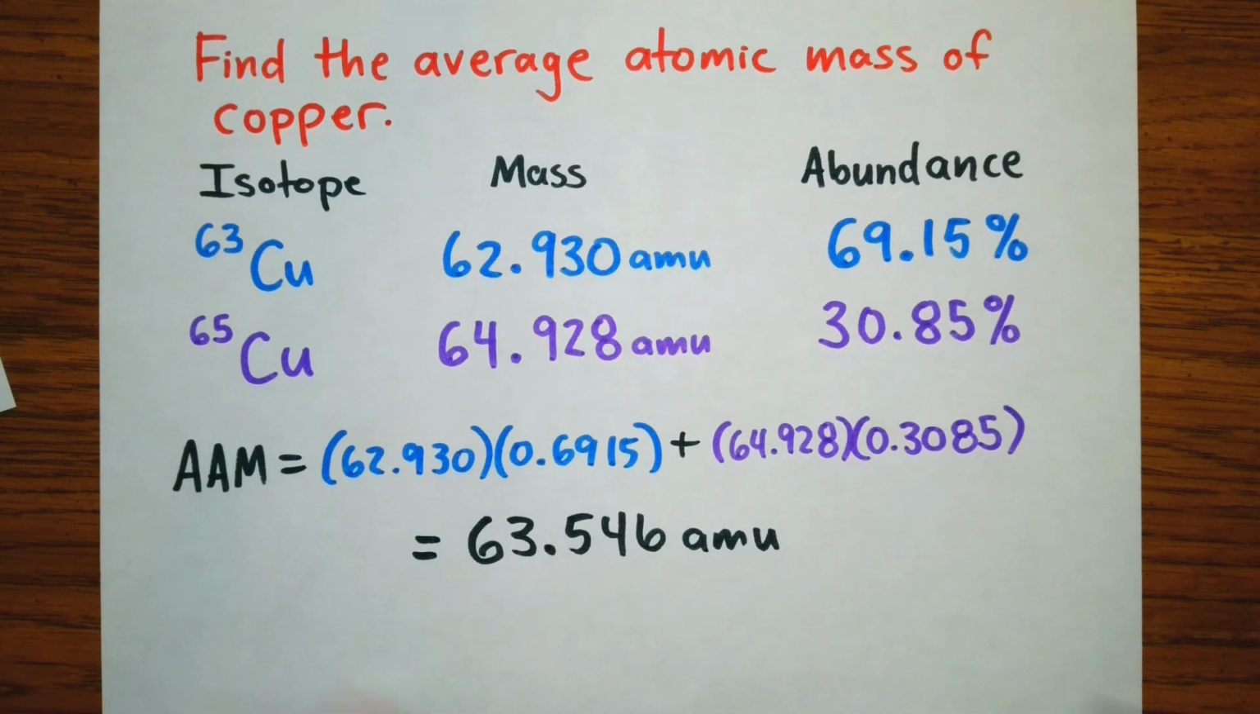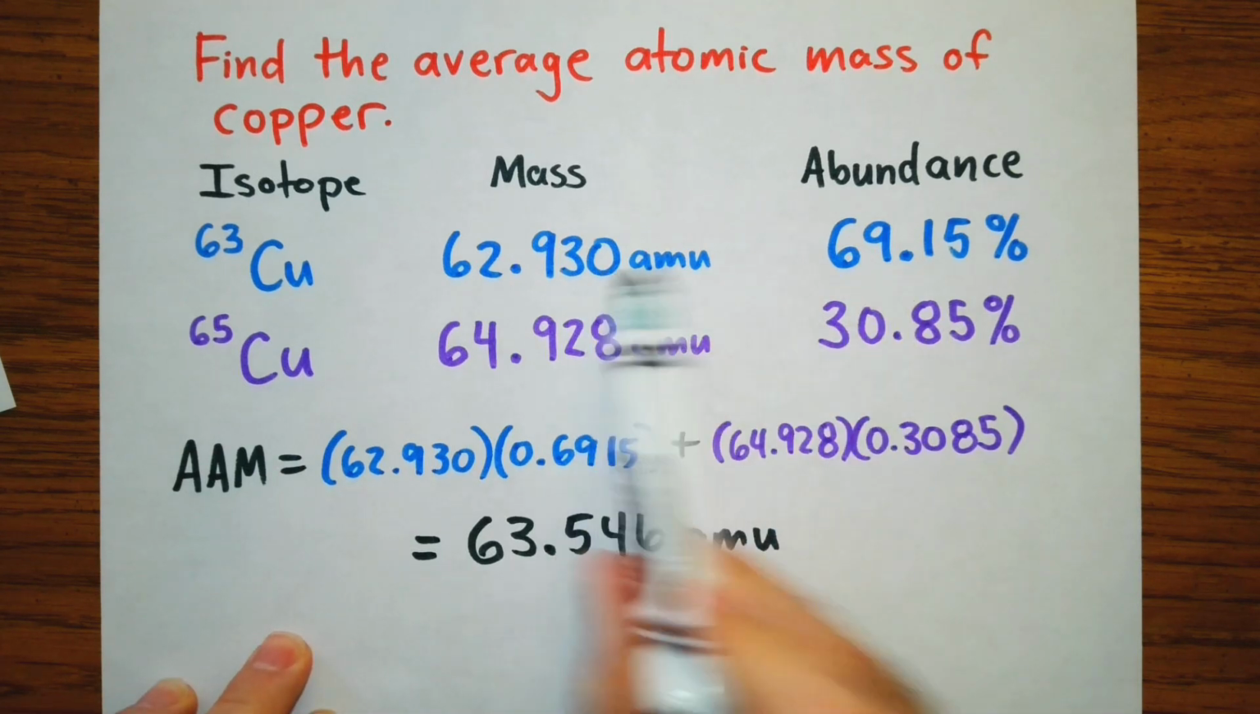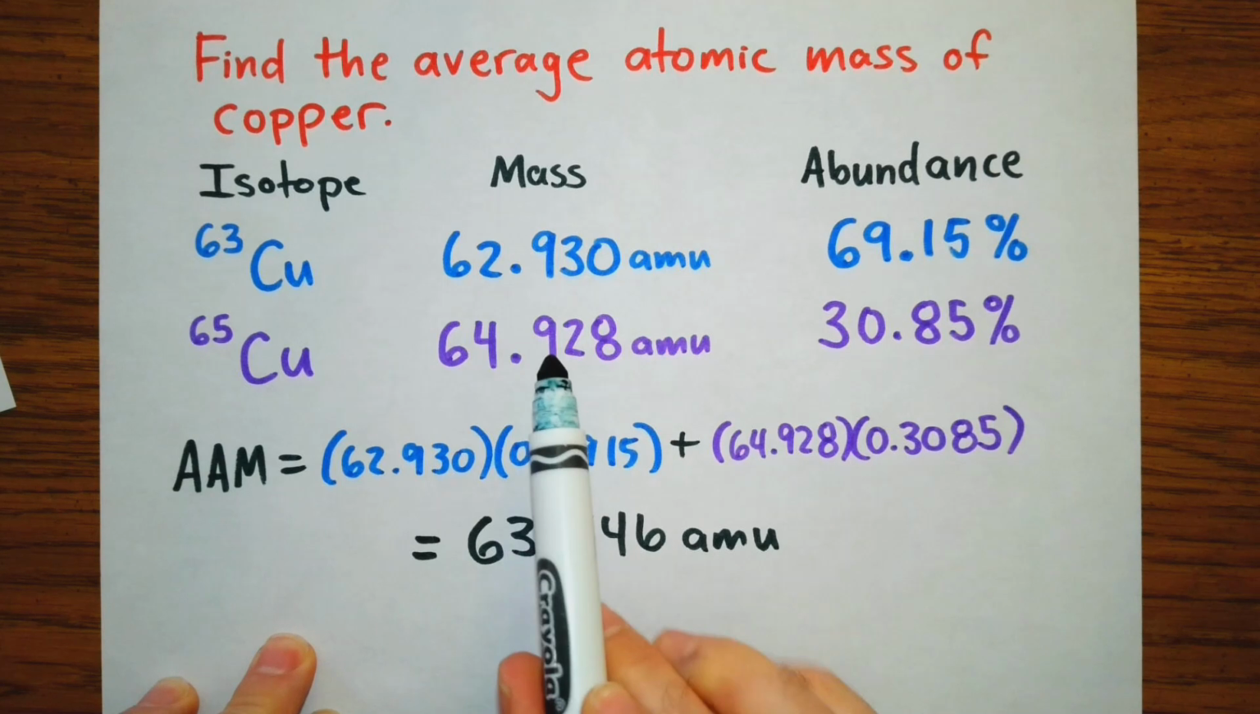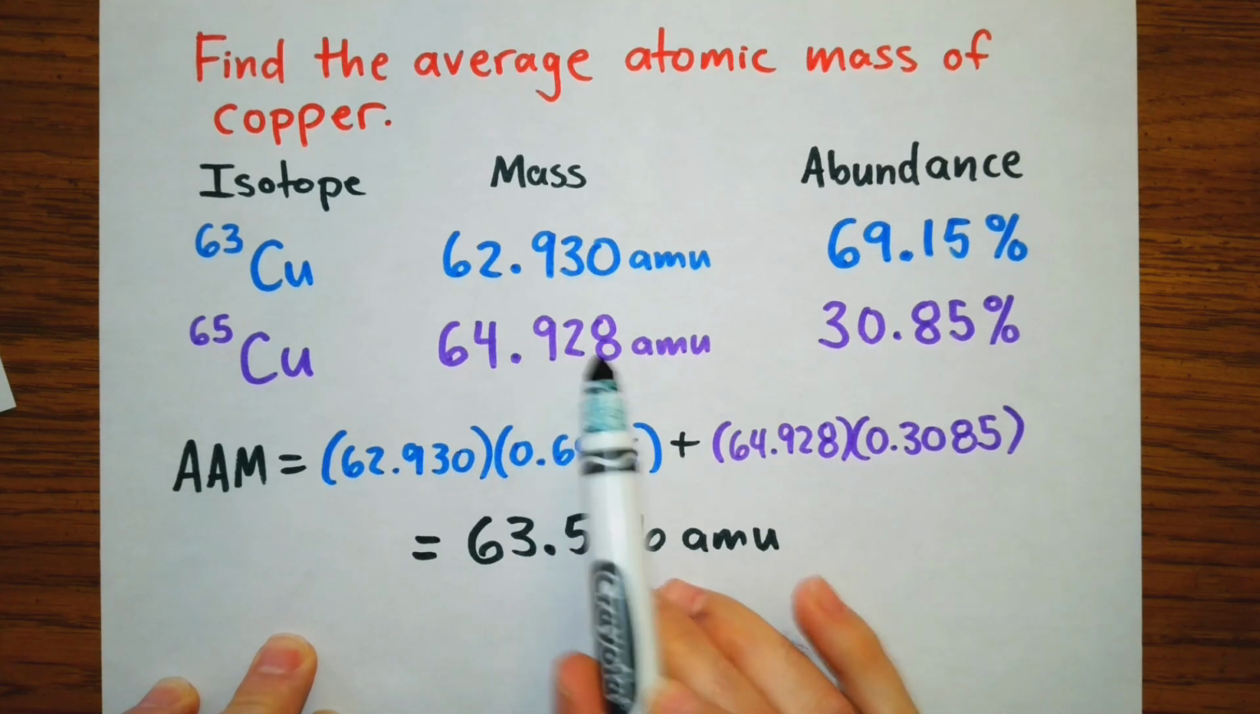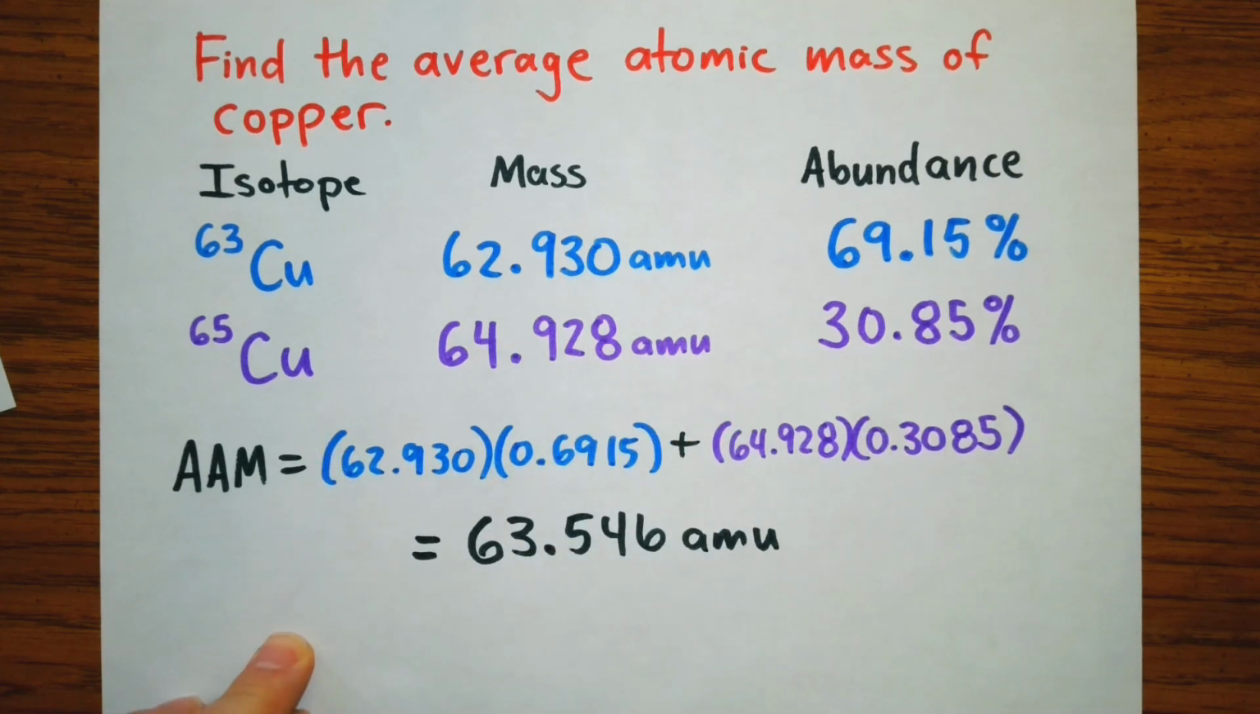This is quite simple. Just multiply the mass times the abundance and then add it to each subsequent mass and abundance of the isotopes that are provided.